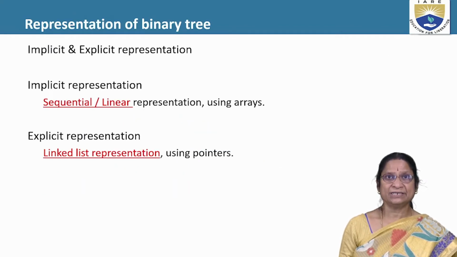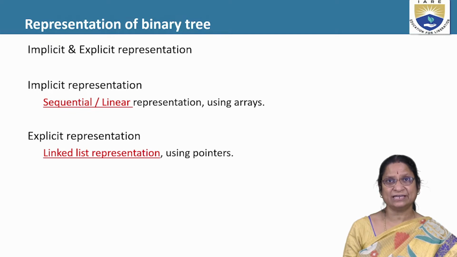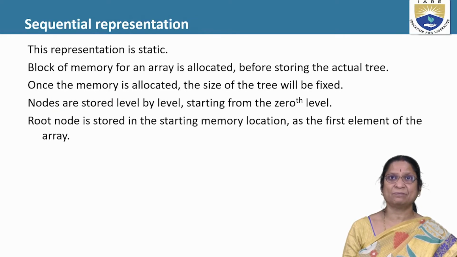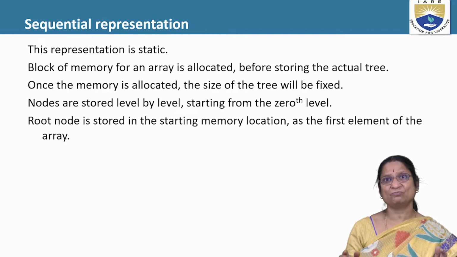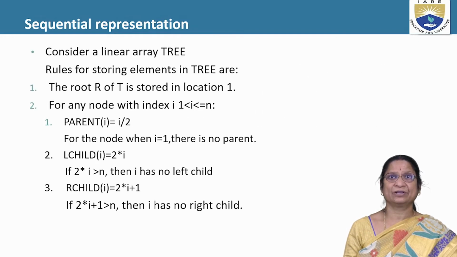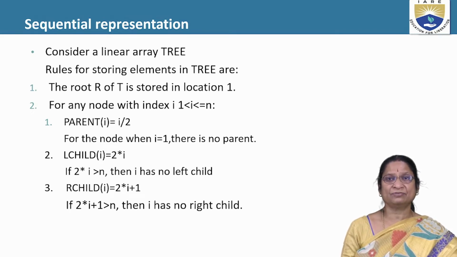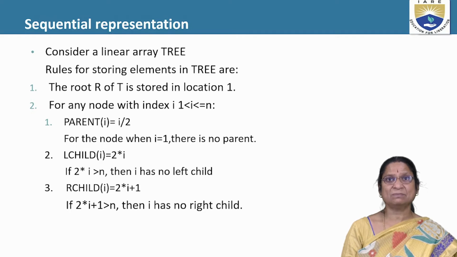Now, the representation of a binary tree. As we are aware, each data structure can be represented by using 2 techniques: either static representation or dynamic representation. Static representation is by using a linear array, and dynamic representation is by using pointers. Static representation is also known as sequential representation. A block of memory is allocated and the elements are stored in a linear array. So while representing a tree, we are supposed to know the height of the tree, that is, the maximum level of the tree must be known to us at the earliest.